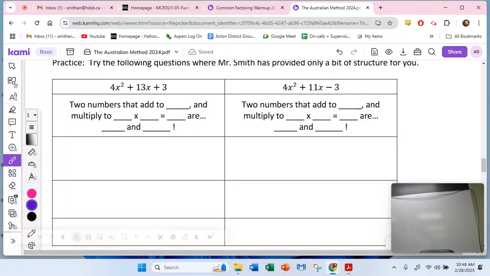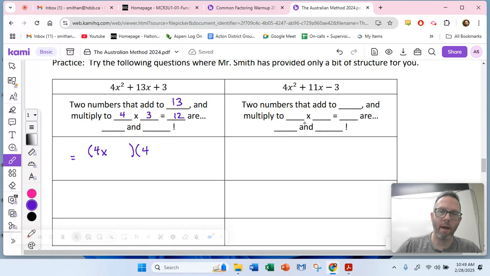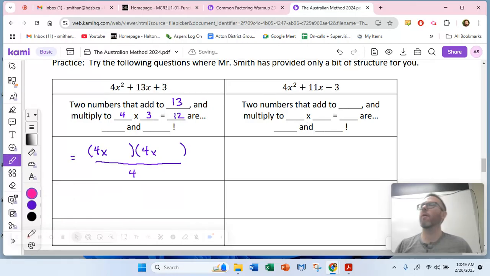I'm going to take up the first one and then tour around and help out. So everybody can set up 4x plus 4x and 4x over 4. Multiplies to 12, adds to 13. Somebody who hasn't helped out yet today, what did you get for your 2 numbers? Jaden. 12 and 1. Plus 12 and plus 1.